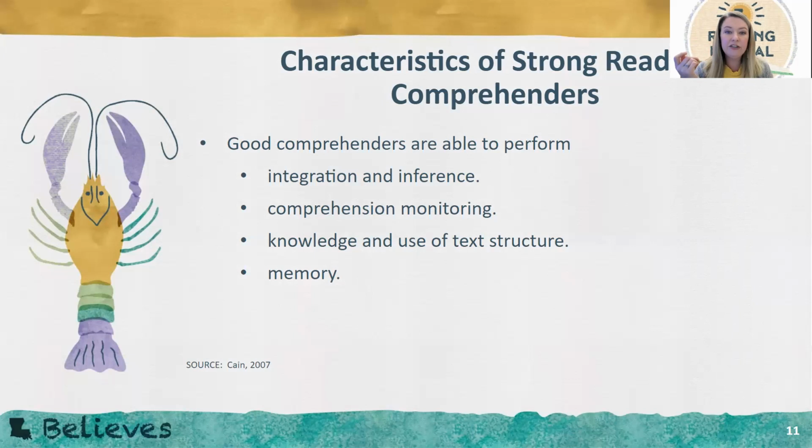Good comprehenders also have knowledge and use of text structure. And so there are macro structures of a text. So for instance, a narrative is constructed much differently than a research paper or an informational text. And good comprehenders have knowledge of that, and they're able to extract meaning from that and apply meanings differently because the structure of the text is different.